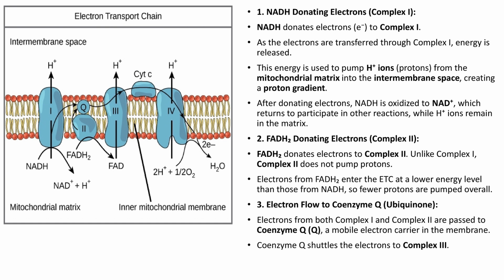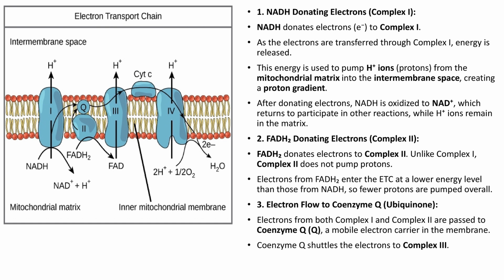FADH2 donates electrons to complex 2, unlike complex 1. Complex 2 does not pump protons, and electrons from FADH2 enter the electron transport chain at a lower energy level than those from NADH. So fewer protons are pumped overall.